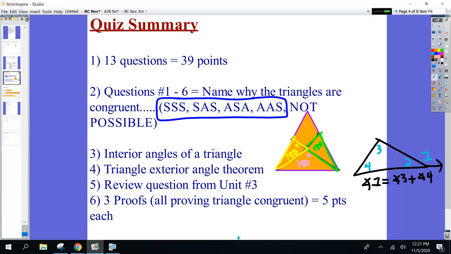Anything I can answer for you? I guess especially for the interior angles of the triangle and solving, will we have to set up any systems of equations? Nope. You will not, sir. Good question. You will not. You will not have to do that.